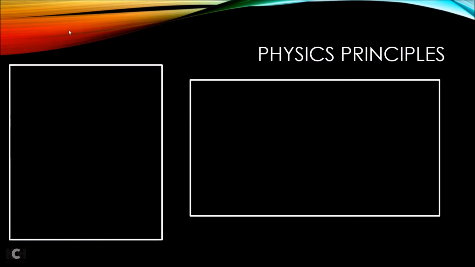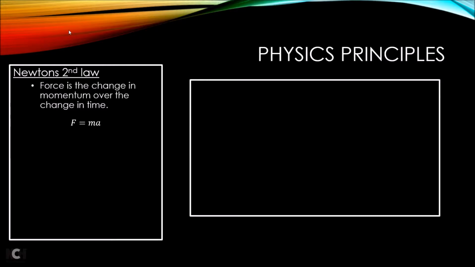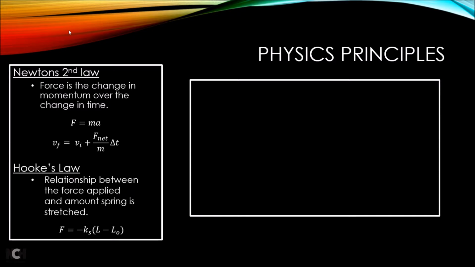There are 3 principles we will be using within this lab. The first one is Newton's second law, which states that net force equals mass multiplied by acceleration, and by extension the final velocity equals initial velocity plus net force over mass multiplied by change in time. Since we are dealing with springs, the second law we'll be using is Hooke's law, which states that spring force equals negative spring constant multiplied by the change in the spring's position.